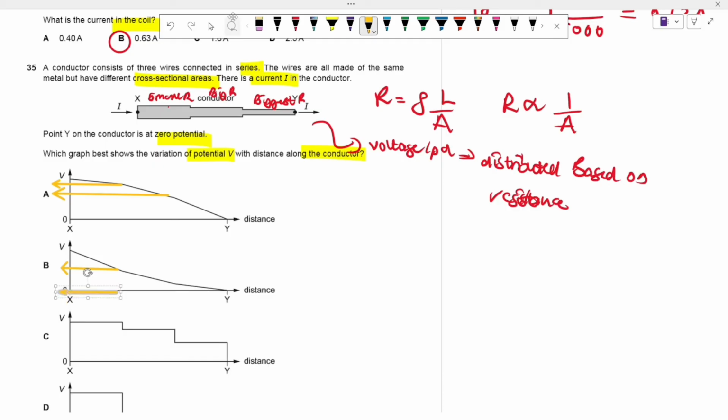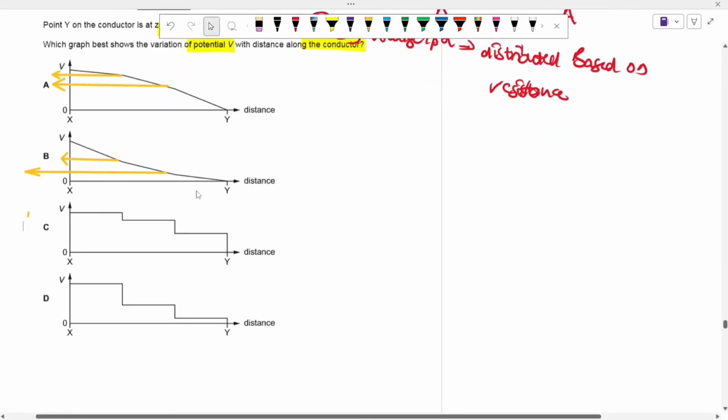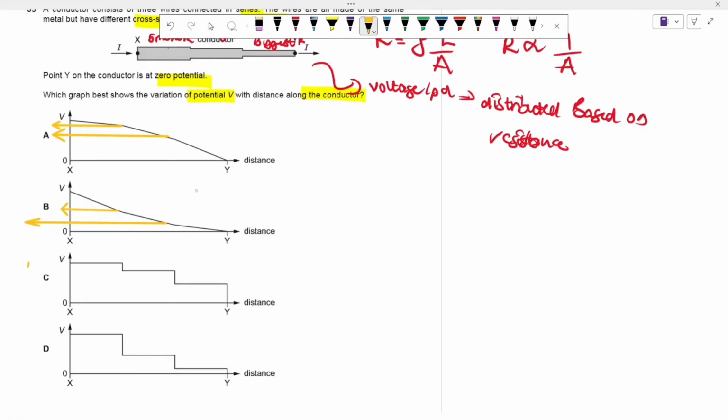And this is also another drop that I'm going to experience, right? From this point to this point. And then for C and D, there is literally no drop occurring at all, right? For C and D, there's no drop. So they're probably wrong because potential has to drop, right?